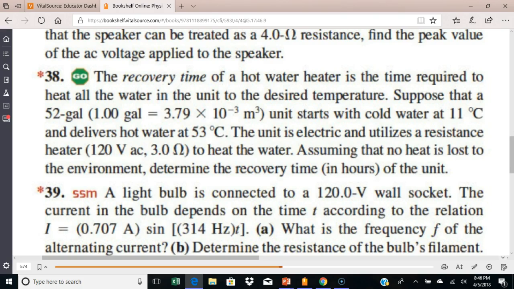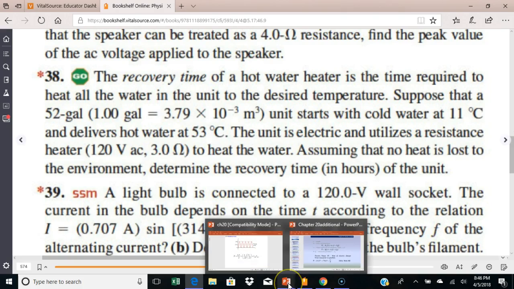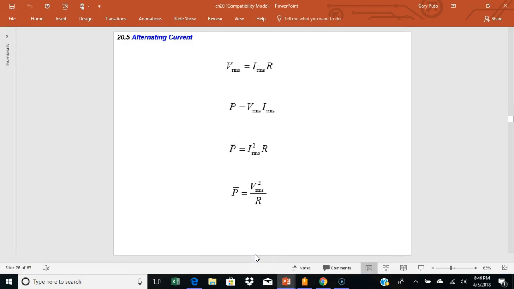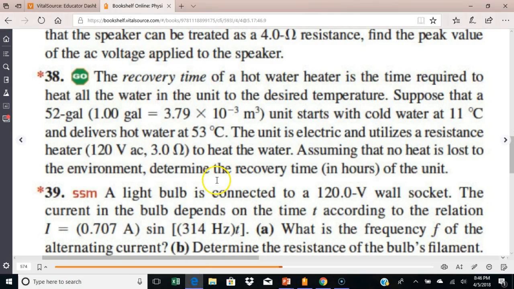I know my voltage, I know my resistance. So I can look at my equations and I can use: average power is equal to the average voltage squared divided by the resistance. So that's going to be 120 squared divided by 3 ohms. If I calculate the average power there, I've got 4.8 times 10 to the third watts, 4,800 watts.